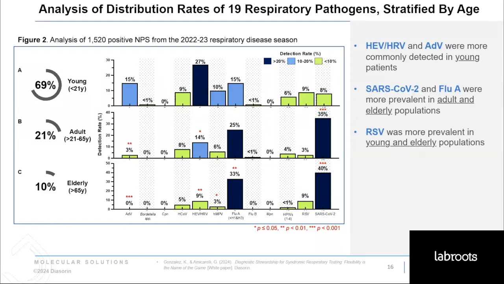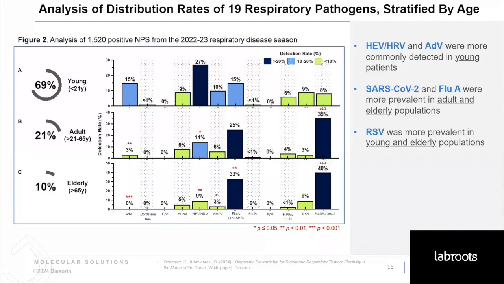Next, we wanted to understand the distribution rates among the population that we tested. We found, as expected, that entero, rhino, and adenovirus were significantly higher in the young patients, while SARS-CoV-2 and flu A were more prevalent in adults and elderly. RSV was more prevalent in the young and elderly, which is very typical behavior for this virus.